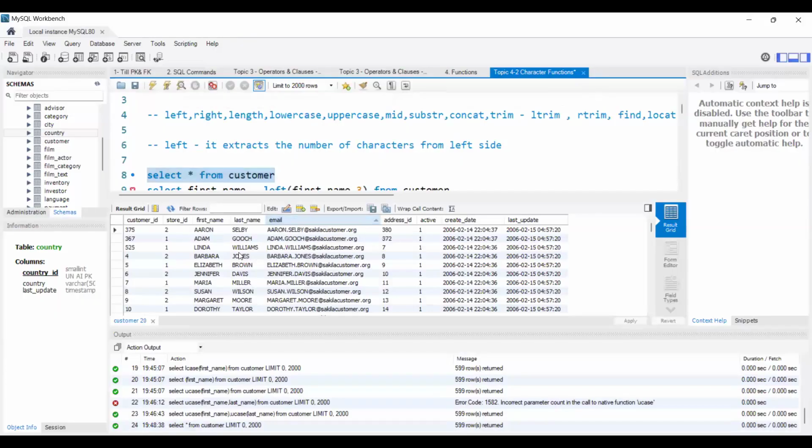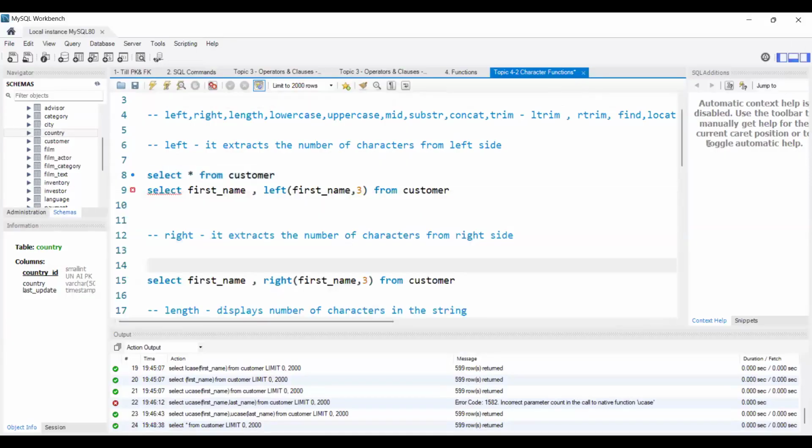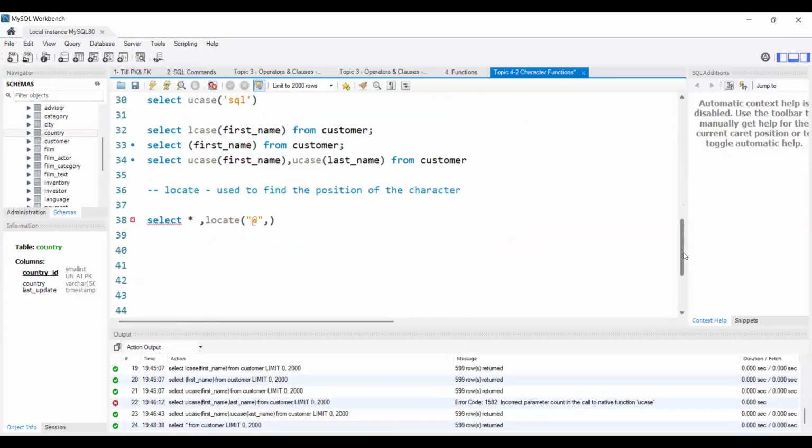Yes, we have one column as email, and in that email we have names at the rate like this, right? The column name is email. We will create the locate for that one. Just give me a second, I will answer your question. So at the rate, email from customer.